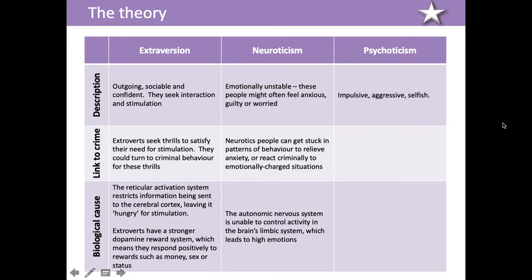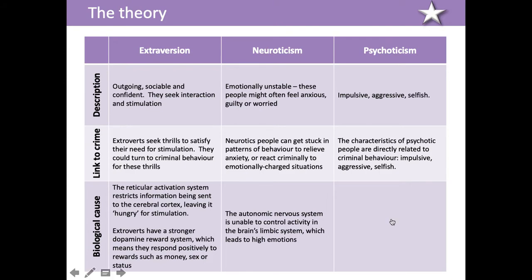Now, straight away, that link to crime is really clear to see because the characteristics of psychotic people are directly related to criminal behaviour. Because crimes might be committed impulsively, they could be violent crimes that come from aggression, they could be acquisitive crimes that come from a level of selfishness where you're taking from someone else.